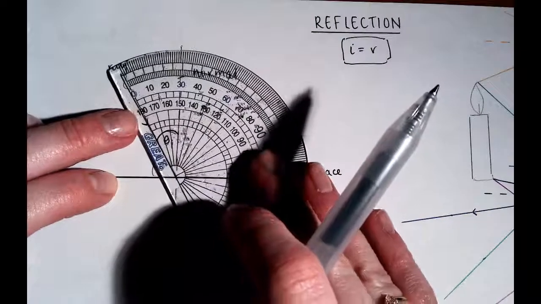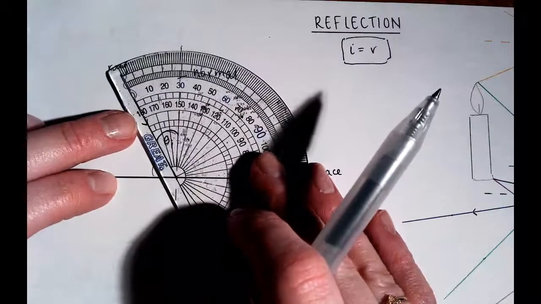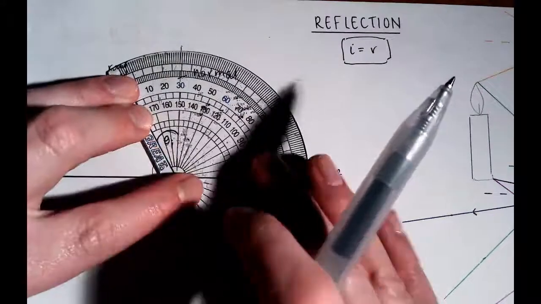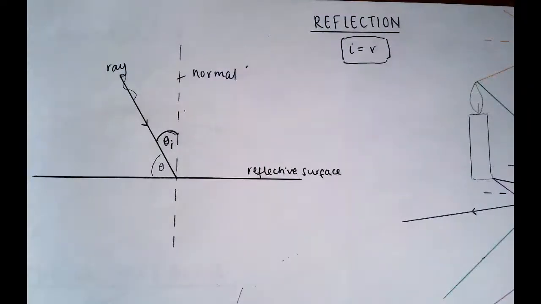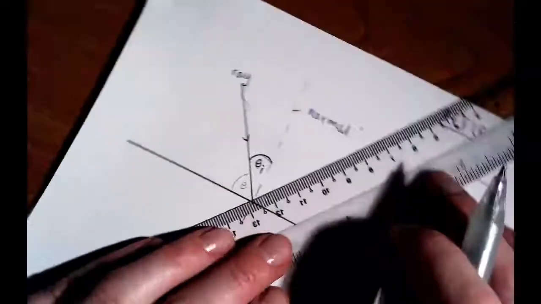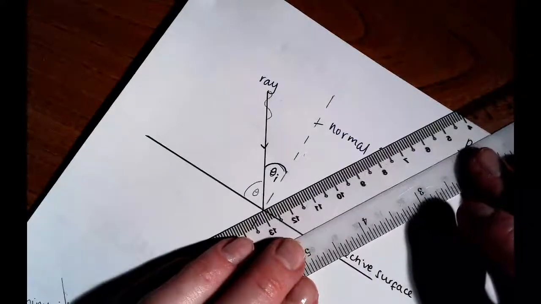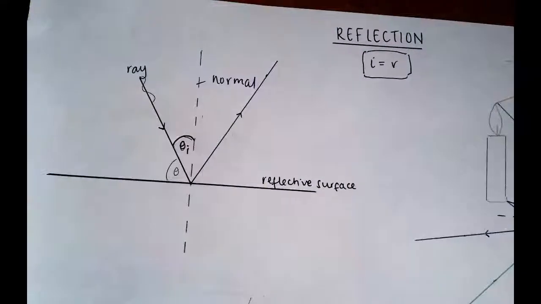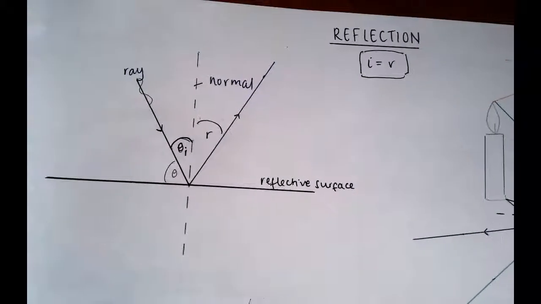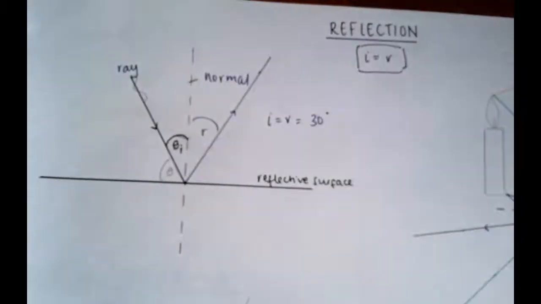So you take your protractor, you measure the angle of incidence, and mine is 30 degrees. I'm going to count 30 more, that takes me to 60. I'm going to mark a little dot there, and from that point, that is where I'm going to draw my reflected ray to. I'll draw an arrow to show the direction. This is R, or theta R, the angle of reflection. So I equals R equals 30 degrees in this case.